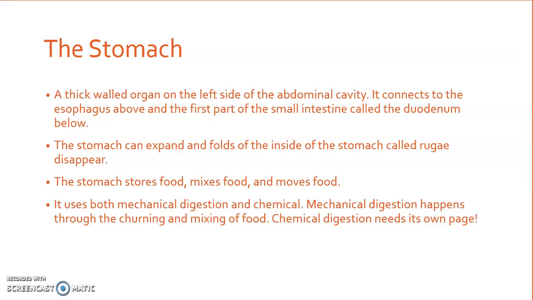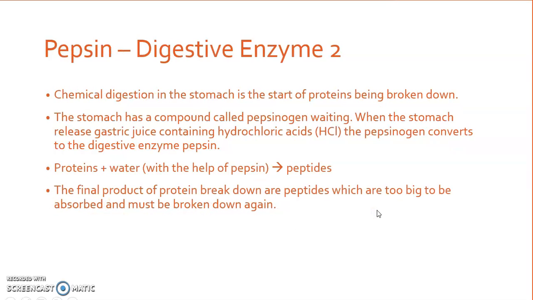And then the chemical digestion, we're going to look at another one of the digestive enzymes. It kind of needs its own page, so we'll take a look at that. Maybe, if I can click to it. There we go. So the chemical digestion in the stomach is based around pepsin, our second digestive enzyme. So chemical digestion in the stomach is the start of proteins being broken down.